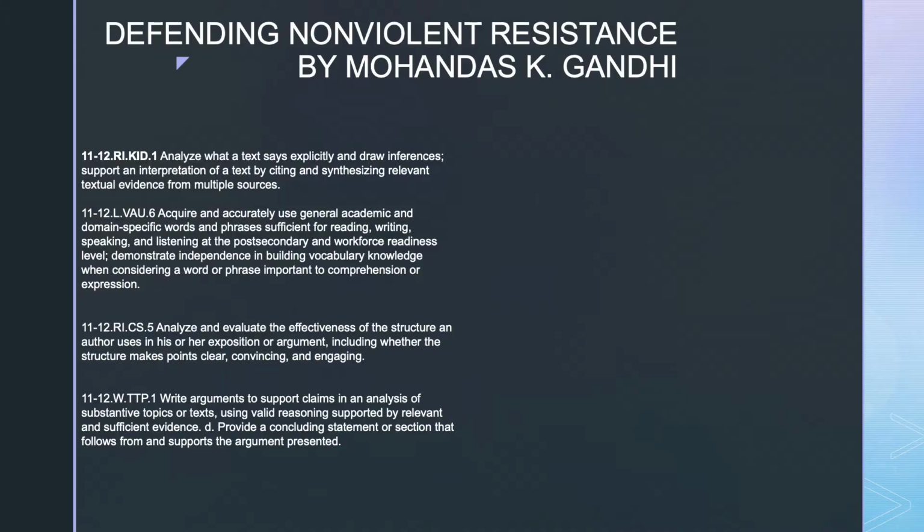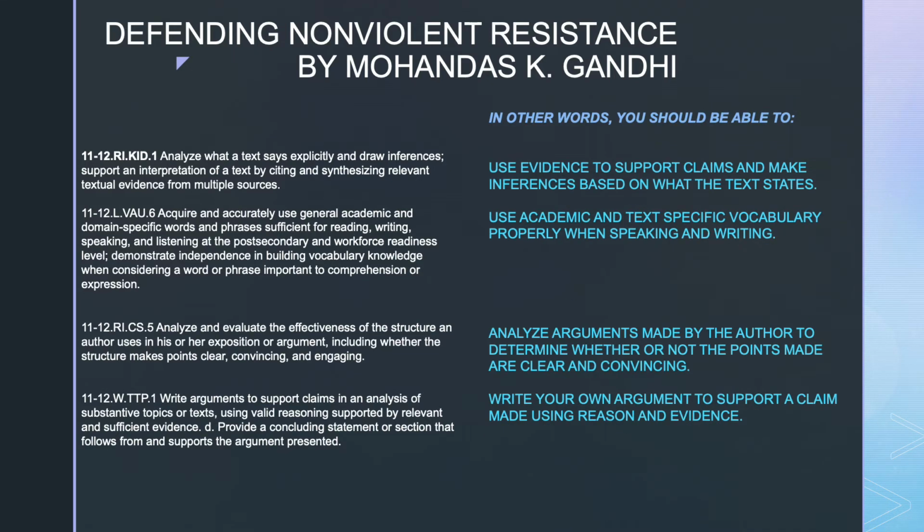The 4 primary standards we will cover with these activities are listed on the left side of the screen. As you complete this lesson, you will use evidence to support claims and make inferences based on what the text states. You will use academic and text-specific vocabulary properly when speaking and writing. In the case of these activities, they will be primarily writing. You will analyze arguments made by the author to determine whether or not the points made are clear and convincing, and you will write your own argument to support a claim made using reason and evidence.